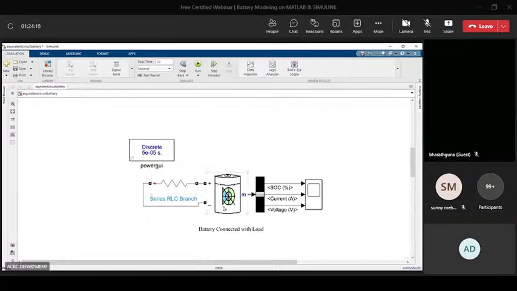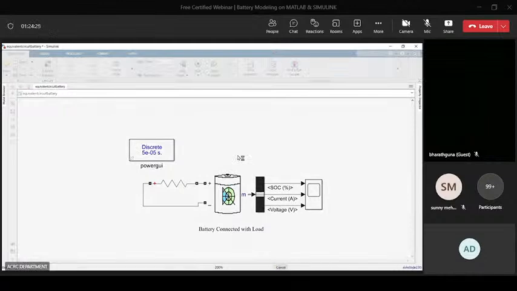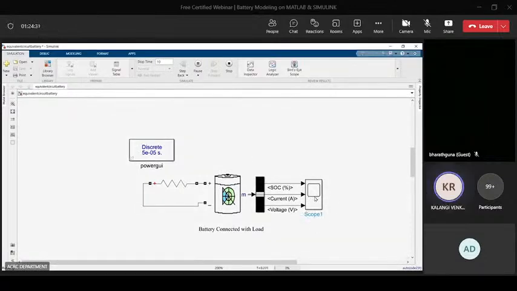Power will be distributed, or the battery SOC will be decreasing. So when I run this model, that is the discharge gate, and the battery will be discharged. I am running this model for 10 seconds. You can see that the current starts decreasing, and I have set the battery SOC at 50%, so we can see that the SOC of the battery starts decreasing.